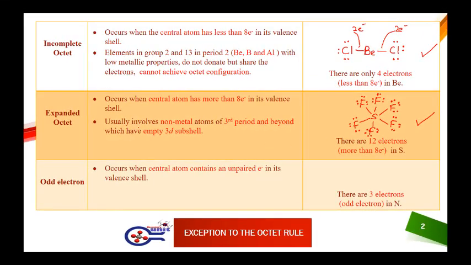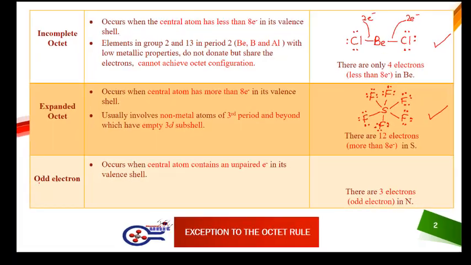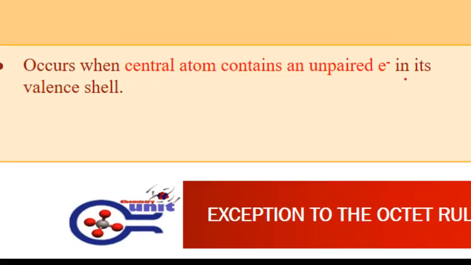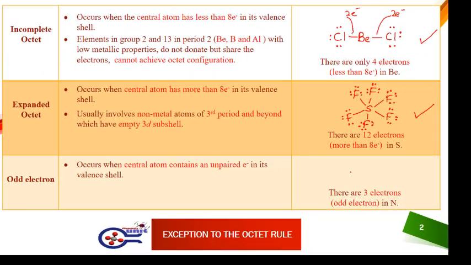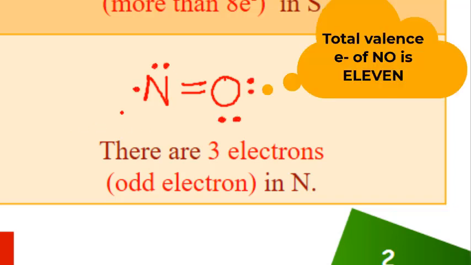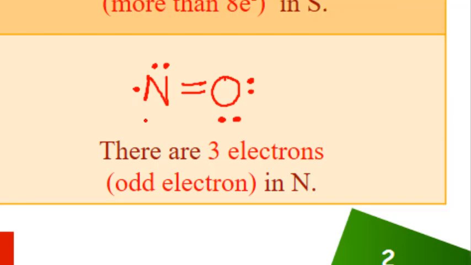The next exception to the octet rule is when there is an odd number of valence electrons. It occurs when the central atom contains an unpaired electron in its valence shell. An example of a stable molecule with an odd number of valence electrons would be nitrogen monoxide. Nitrogen monoxide has 11 valence electrons and nitrogen as the central atom.